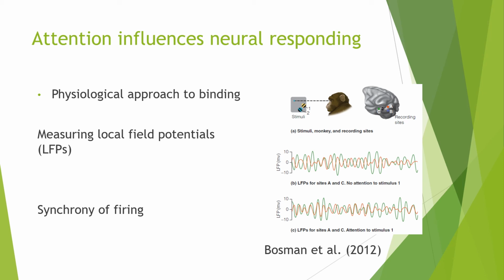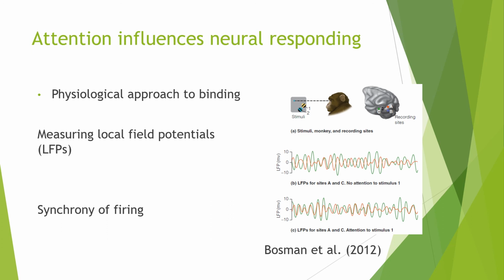And one of the things we see that looks like a physiological answer to this binding problem is a synchrony of firing. This is being shown in the Bosman et al. 2012 study, where they were measuring local field potentials. This is a lot like doing an EEG, except they have an electrode that is getting information from many neurons underneath that electrode, which is really kind of true in an EEG, but we're looking at local field potentials. And you can see in the picture A, B, and C.